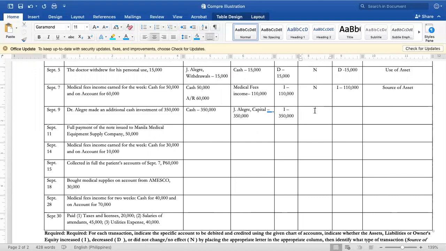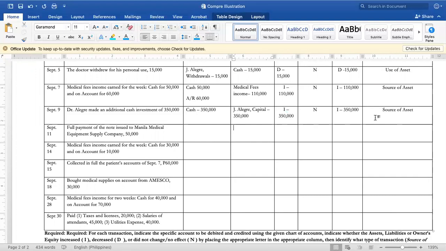How about liability? No effect because there is no liability involved in the transaction. Wala liability account. How about owner's equity? So capital, therefore the normal balance is credit. So every time you credit a capital account, it will increase your owner's equity account because the normal balance of owner's equity account is credit. Therefore, it will increase by 350,000. Question, what type of transaction? It's increase in asset equals increase in owner's equity. Still, it's a source of asset type of transaction.